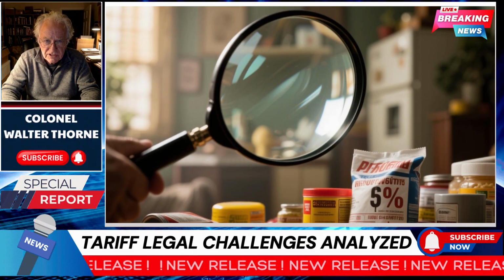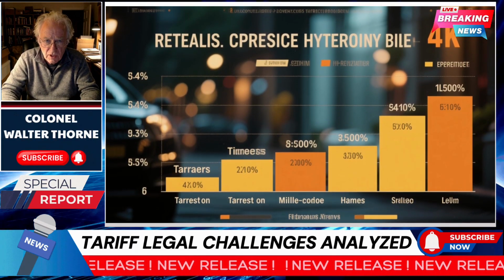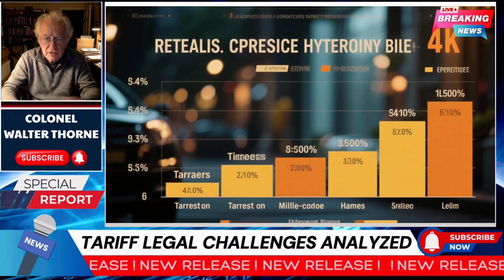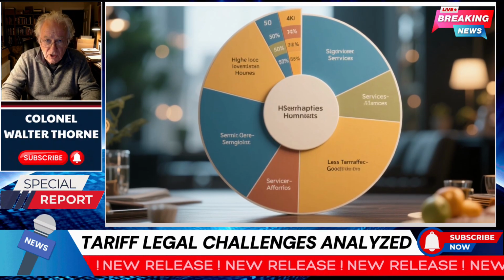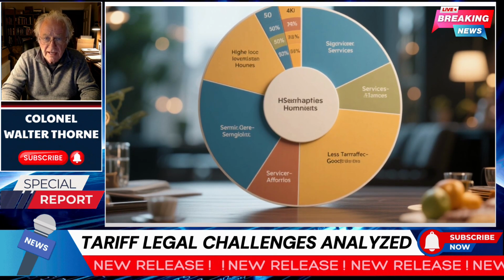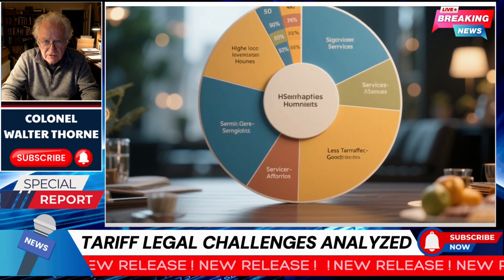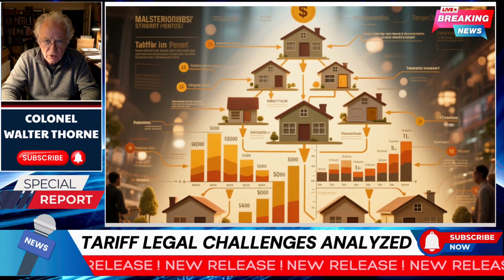Corporate responses to tariff costs include several strategies. Companies can absorb costs through reduced profit margins. They can increase prices to pass costs to customers. They can restructure supply chains to source from countries not subject to tariffs. They can apply for exclusion processes if available. They can reduce product quality or features to maintain price points.